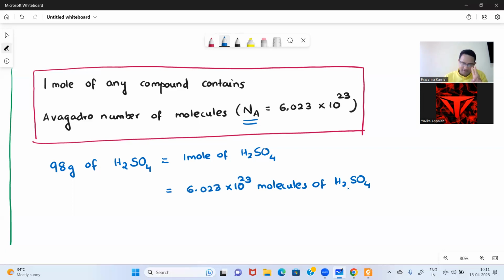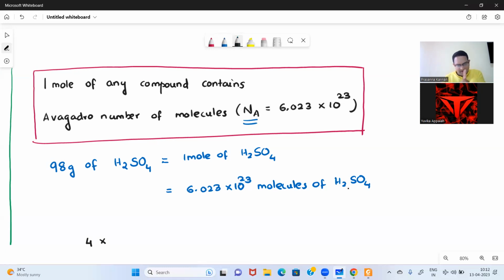Each molecule of sulfuric acid contains how many atoms of sulfur? 1. How many atoms of oxygen? 4, right? Now, if I ask you how many atoms of oxygen are available in 98 grams of sulfuric acid, what would be your answer? 4 into Avogadro number, correct, Yuvika?